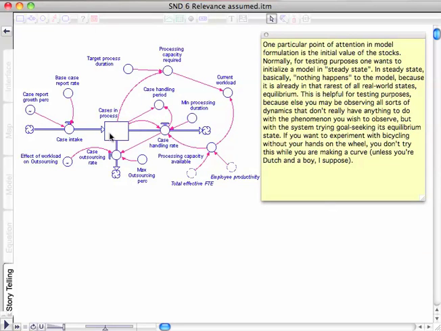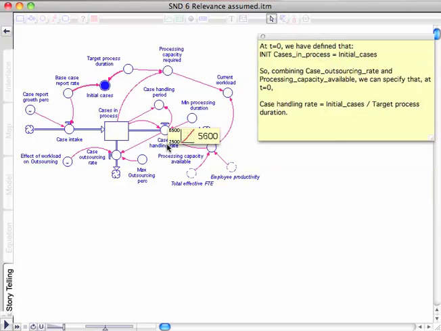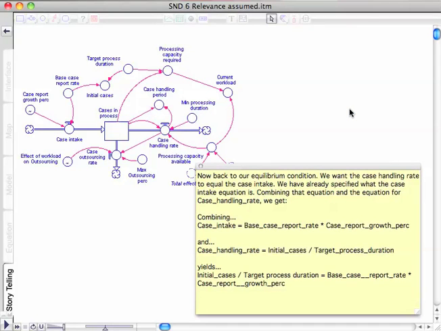In steady states, in this case, we don't have a real steady state here because we have a growth percentage from the beginning. So there's no longer a really steady state. If we would have a steady state, it would be like here, that the case handling rate is equal to the cases in progress divided by the target process duration. And that would mean that the initial cases would be case handling rate initial cases divided by target process duration.